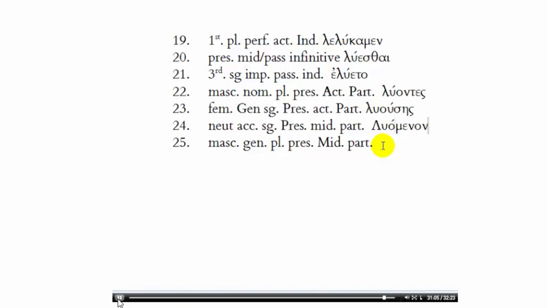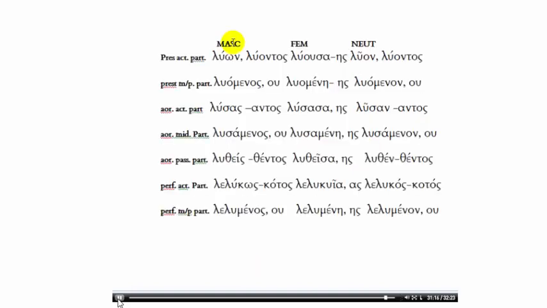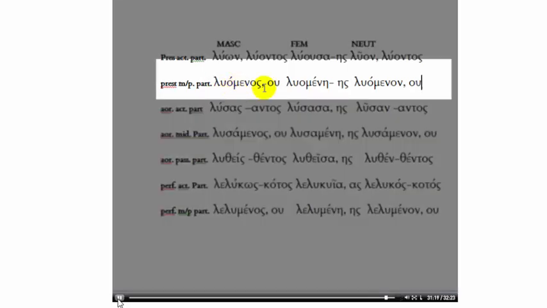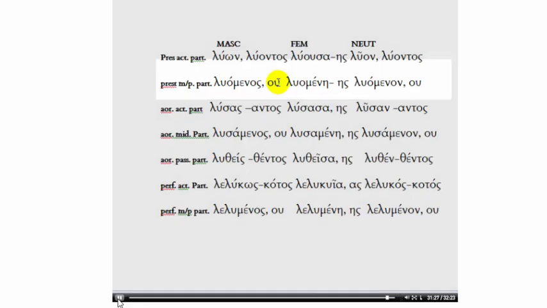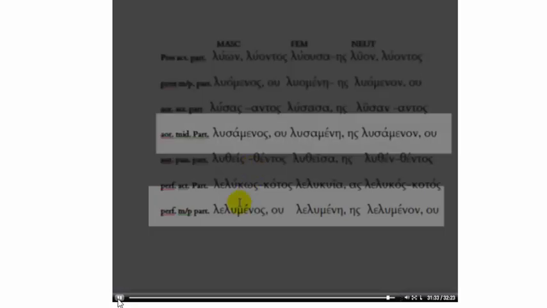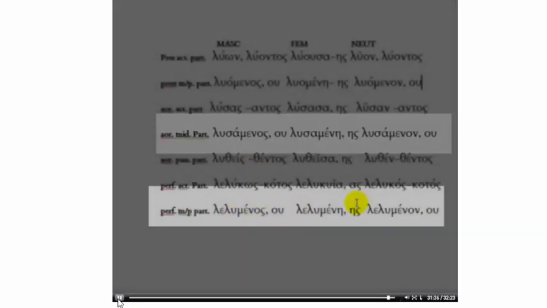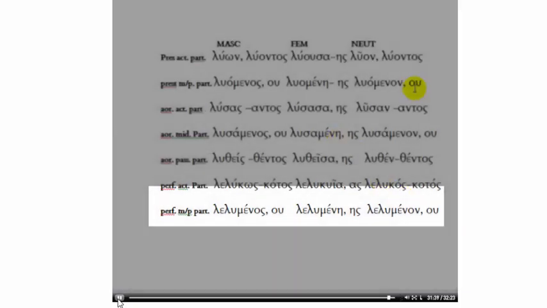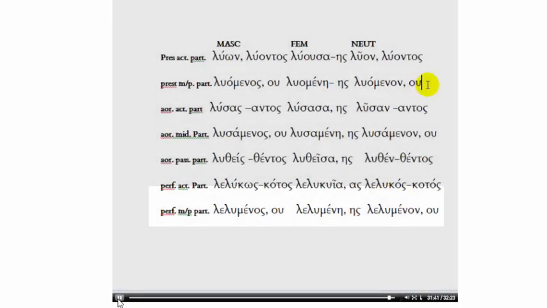So masculine genitive plural, present middle participle. In this case, we go back to the masculine, but again, that's going to be the same. And by the way, just remember these menos, menou, mene, menes endings. Anytime you see a menos ending or something like that, it's going to be some kind of a participle. Notice the same basic pattern is seen in the aorist, as we will see, and the same basic pattern is seen in the perfect middle or passive. So you can eliminate possibilities quickly if you can remember little patterns like that.